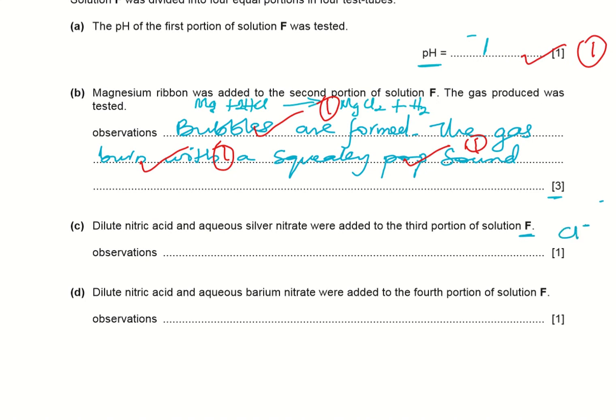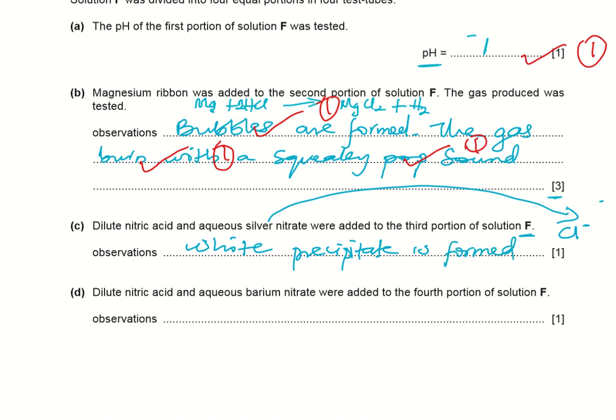So you have a reaction there that will be formed between silver and the chloride, because solution F is hydrochloric acid. Of course you would expect that in hydrochloric acid you have a chloride. So silver plus chloride will definitely give you a white precipitate of silver chloride. So your observation is the white precipitate is formed. That's your observation.